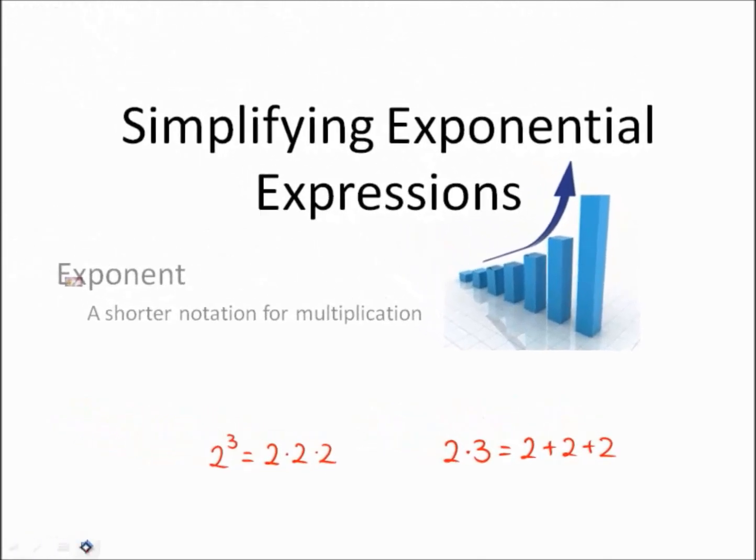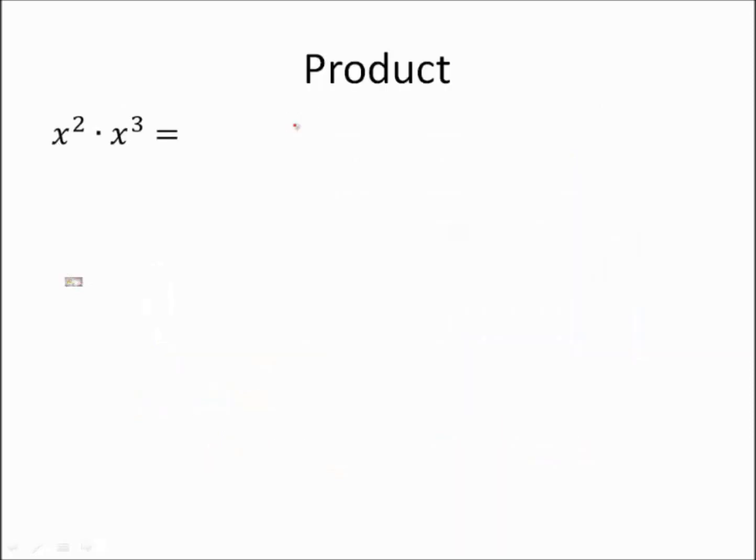Let's look at some definitions here. When you have a power with an exponent, n is the exponent. The exponent tells you the number of times you're going to multiply the base. X is the base. Let's first take a look at what happens when we multiply powers.